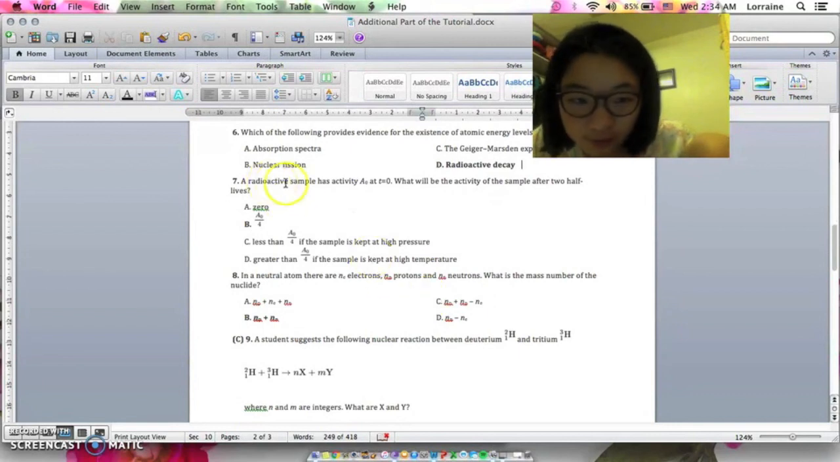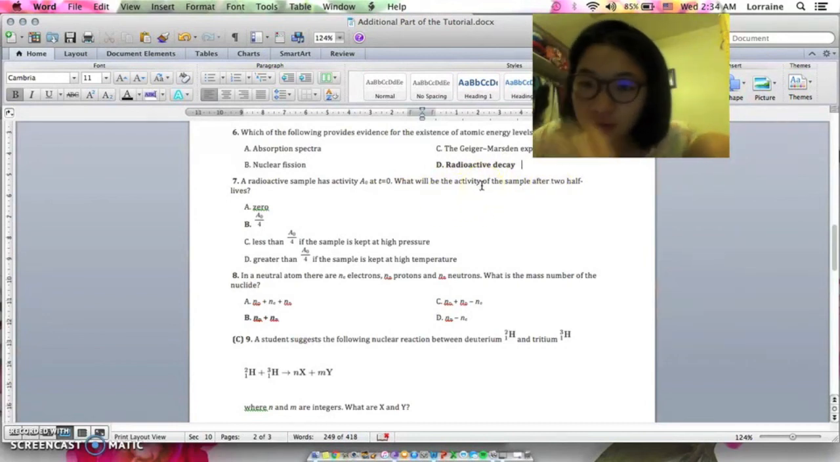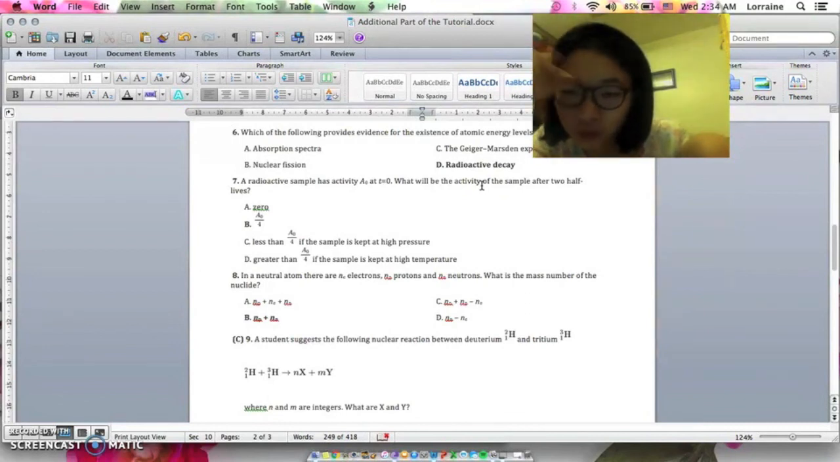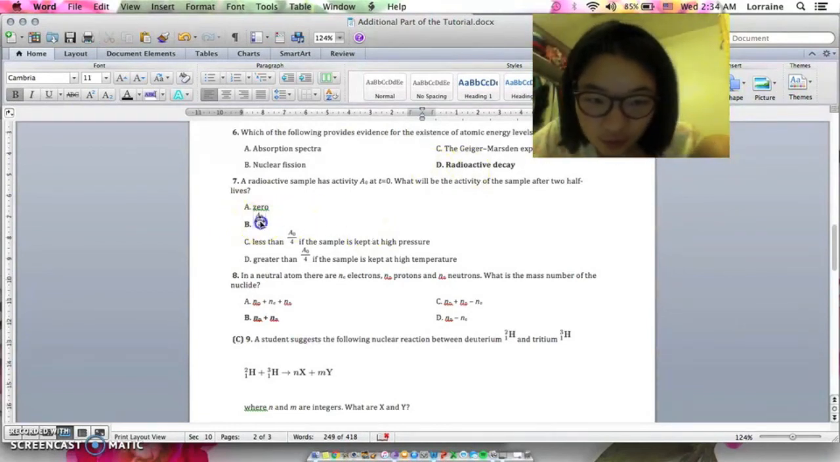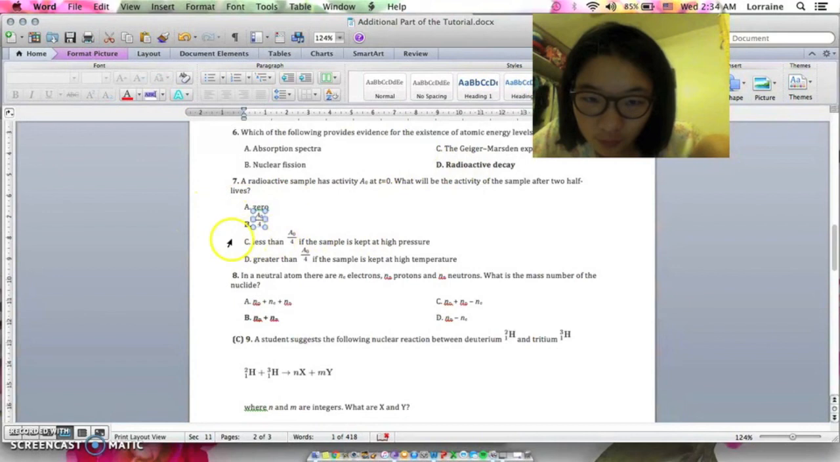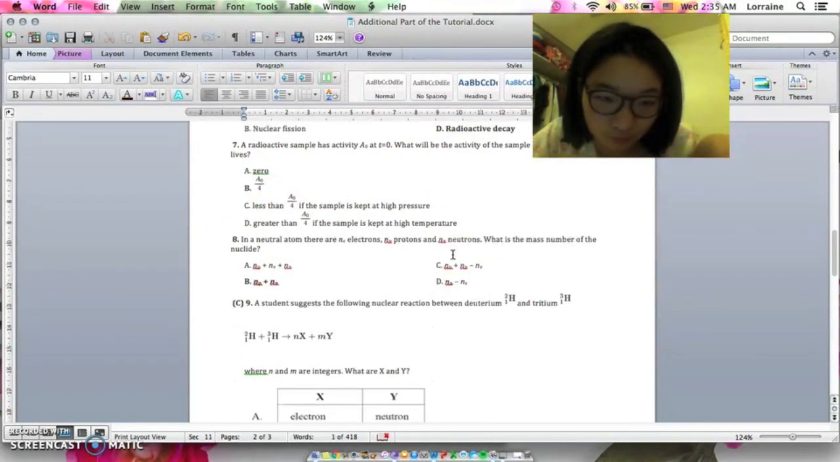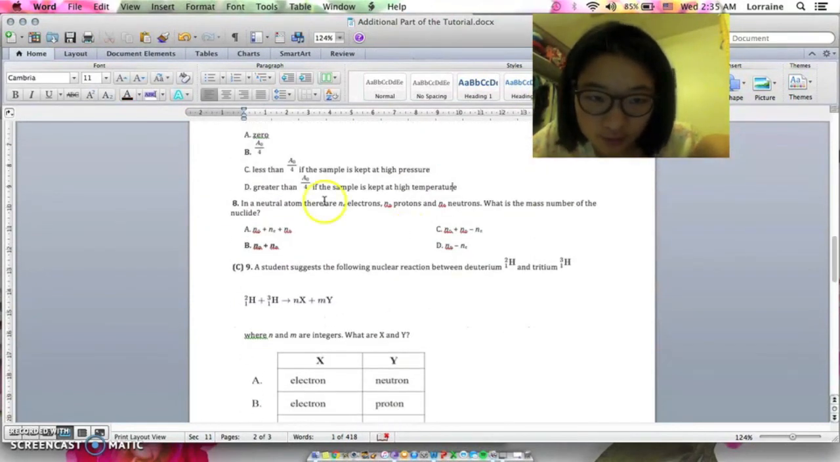For number 7, a radioactive sample has activity A sub 0 at T equals 0. What will be the activity of the sample after 2 half-lives? That's basically 1/2, then another 1/2. So the answer is 1/4, A sub 0 over 4. That's why my answer is B.